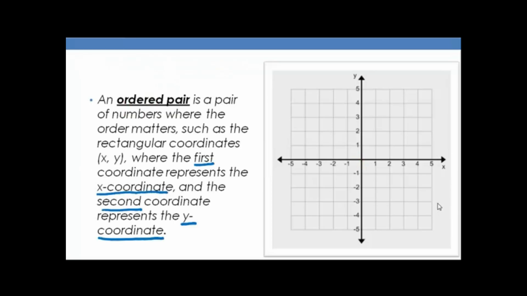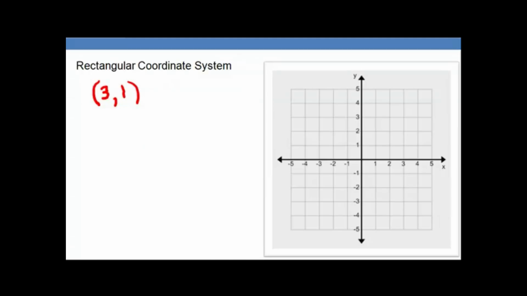The points we plot on this rectangular coordinate system are called ordered pairs. An ordered pair is a pair of numbers where the order matters, such as the rectangular coordinates x and y, where the first coordinate represents the x coordinate and the second coordinate represents the y coordinate. We're going to plot some points. Remember, the first coordinate is x, the second is y, and the parentheses are part of the notation. So when you see this with the comma in between, you know this is an ordered pair to be plotted on a rectangular coordinate system.